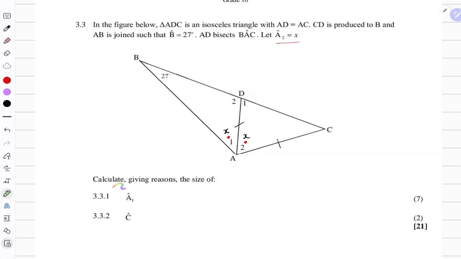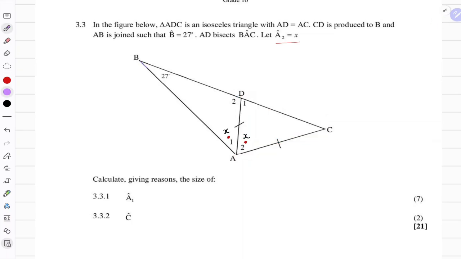So the question says calculate, giving reasons, the size of A1. They want the size of A1 and we need to provide reasons. If you consider this triangle, we can see that we're working with an isosceles triangle, so we can express these angles in terms of X. So let's go about finding D1.